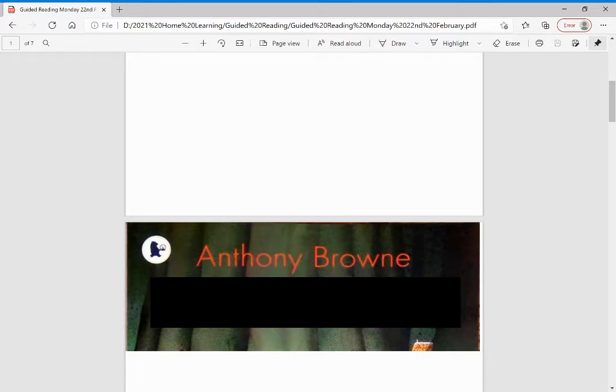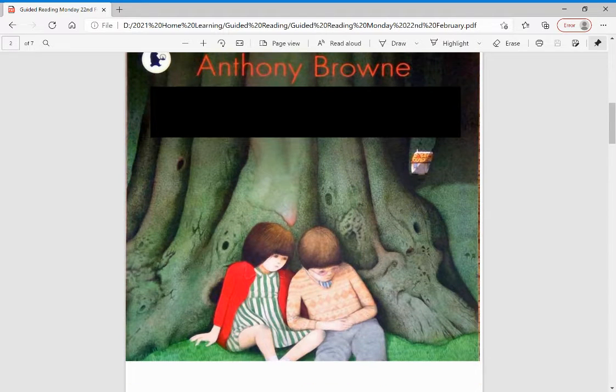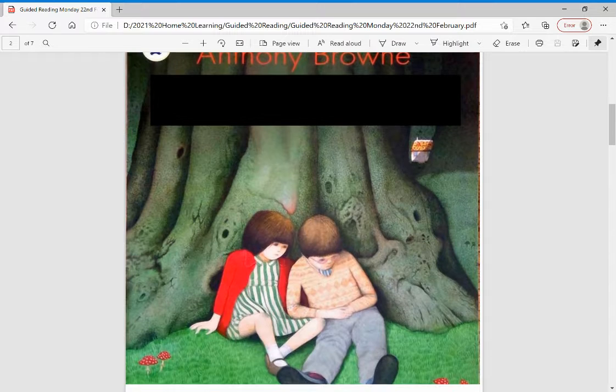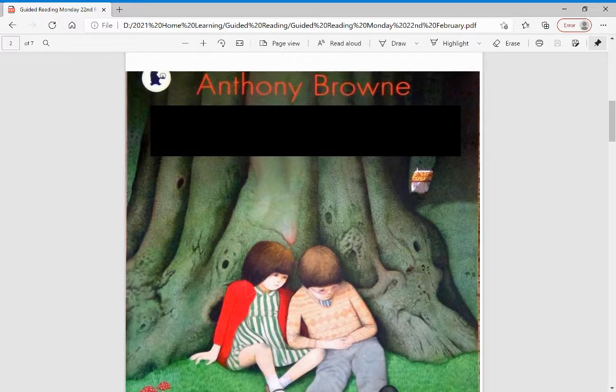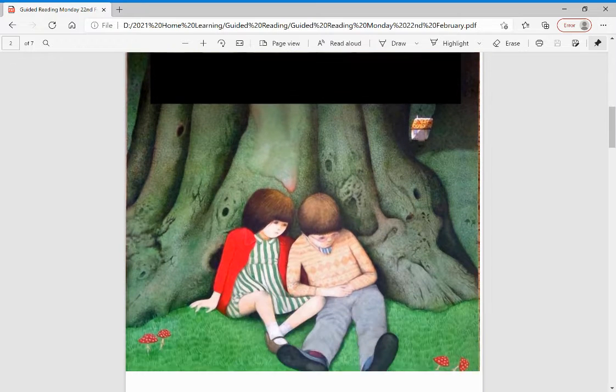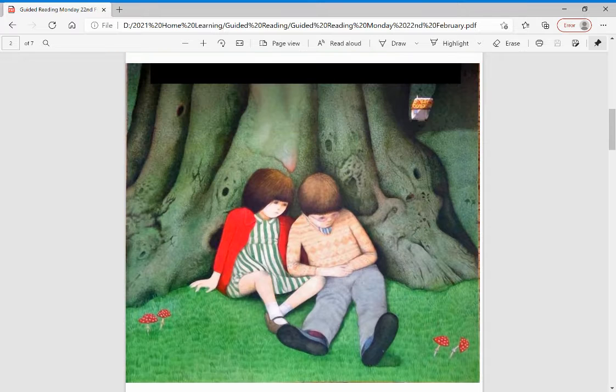So, first up, we have the front cover of the book that we're going to be reading. I've blanked out the title so you can't see it, and I have a couple of questions for you. So, looking at this front cover, what do you think this book could be about? So that's my first question to you. And my second question to you is, does it remind you of any book or story that you know?